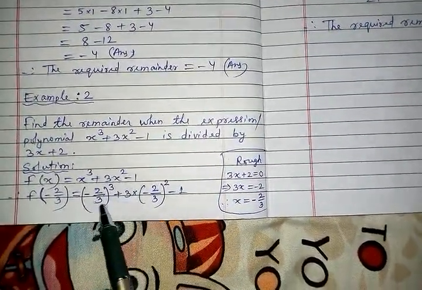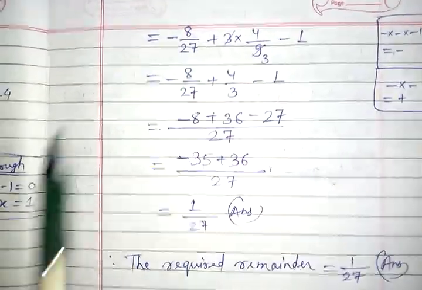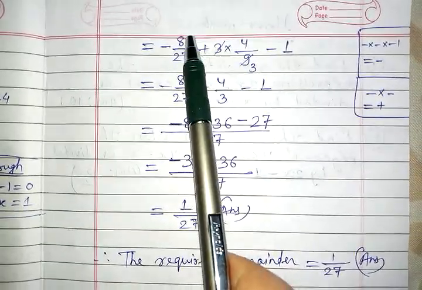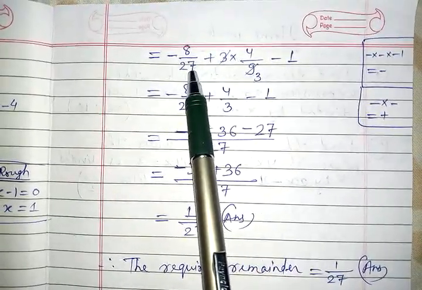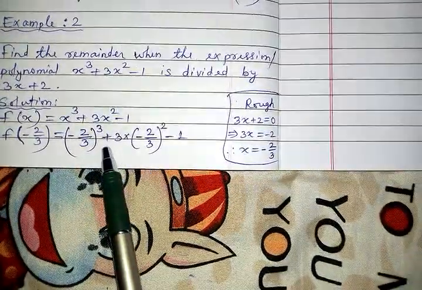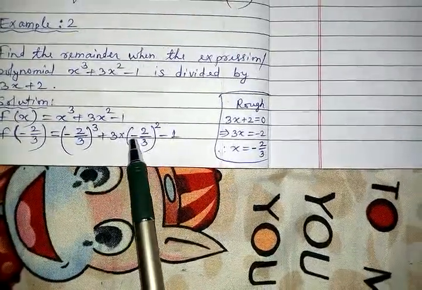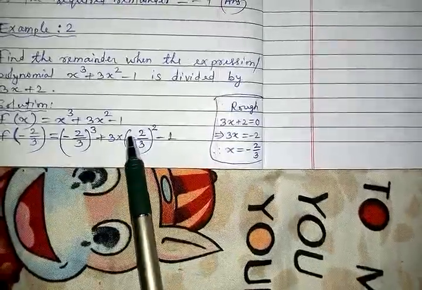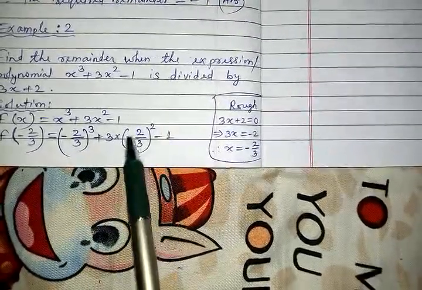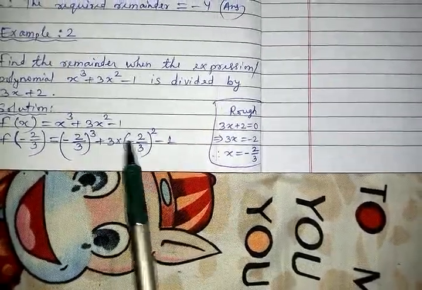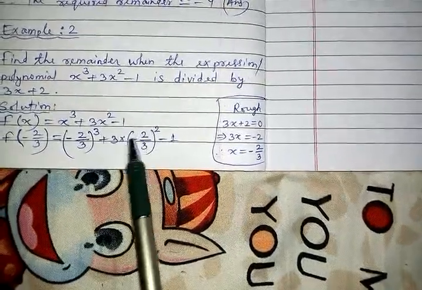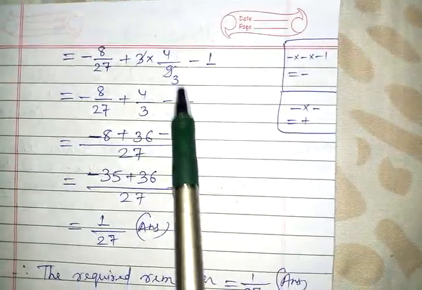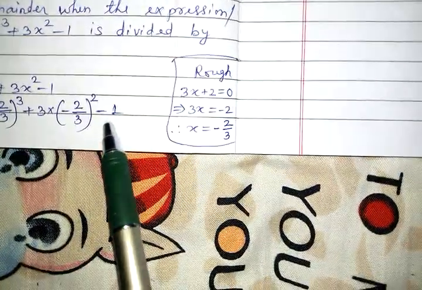2 cube will be 8, 3 cube will be 27. So next, minus 8 by 27. Here in the next step you can see plus 3 into, as minus square means plus, no need to write plus. 2 square is 4, 3 square is 9. So 3 into 4 by 9. And minus 1.